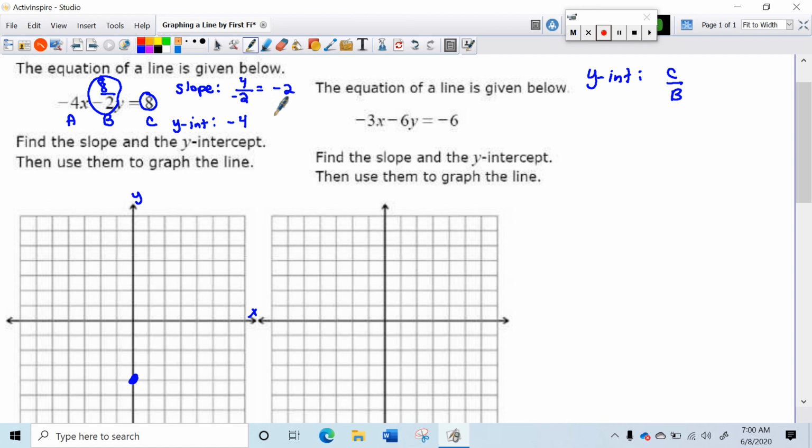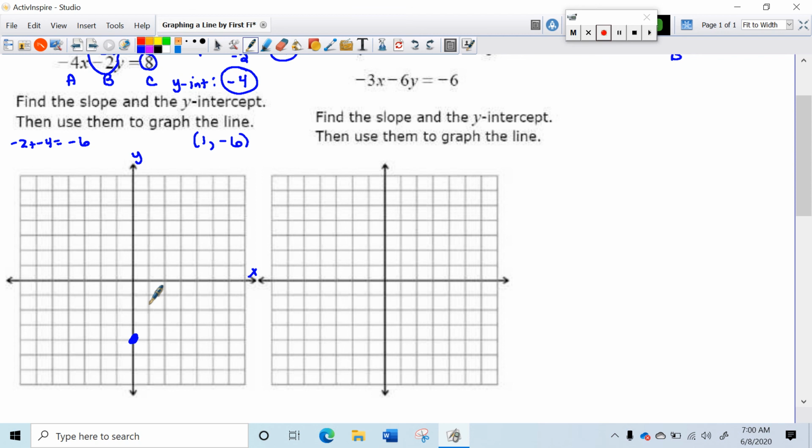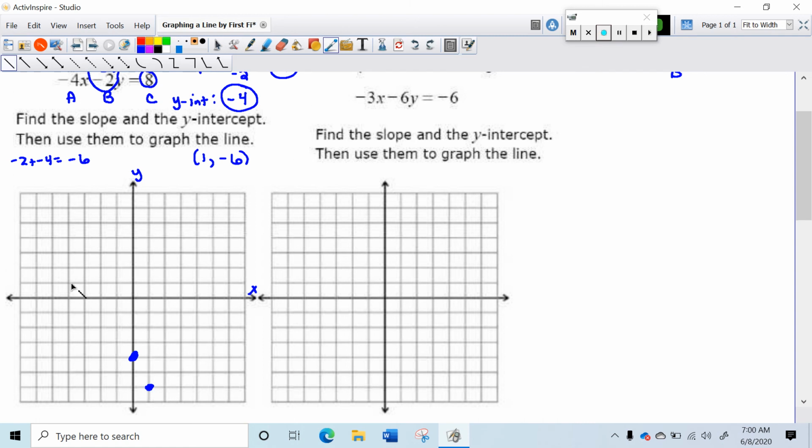Now, since my slope is a whole number, it's negative 2, I'm going to use a point with 1, and I'm going to add these two together. So a negative 2 and a negative 4 equals a total of negative 6. That's the y value at 1. So 1, negative 6, 1, 2, 3, 4, 5, 6 right here. Once you have two points, you connect those with a line and you're done.